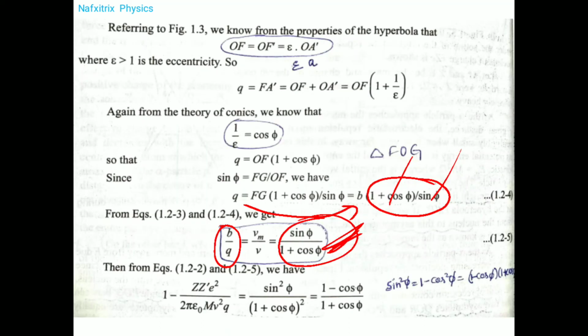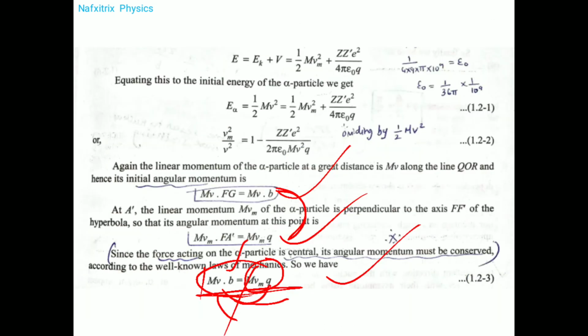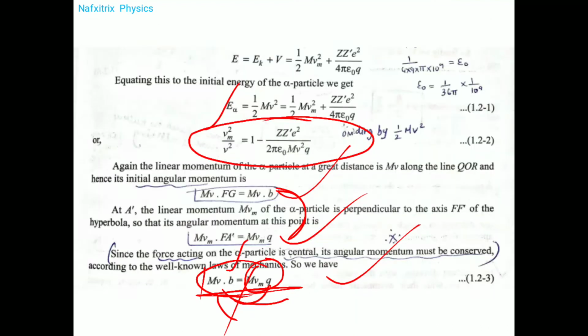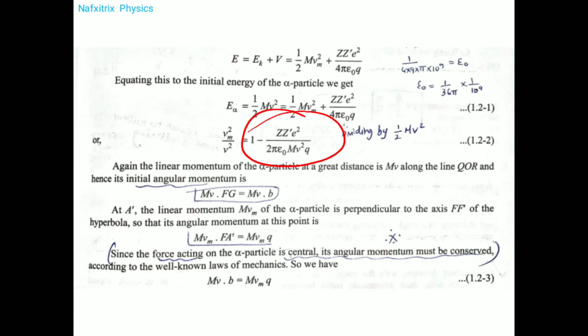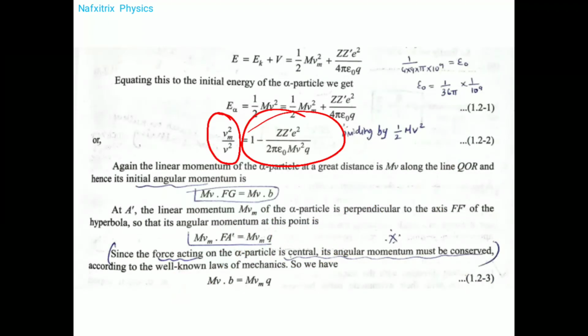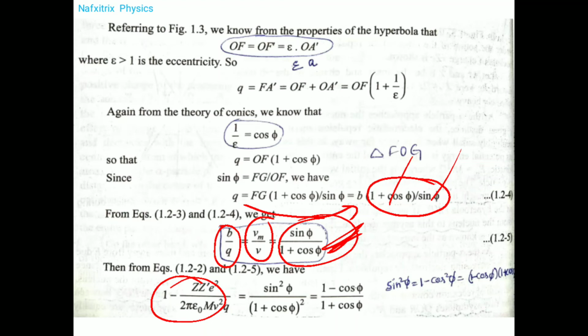Then from equation 1.22 we have this equation. Vm square by V square is there in this equation, and here also Vm by V is there. So the right hand side would remain as usual, 1 minus zz dash e square. But in the place of Vm square by V square, Vm by V is nothing but sin phi by 1 plus cos phi. Whole square is nothing but sin square phi by 1 plus cos phi whole square. So that one we are having.